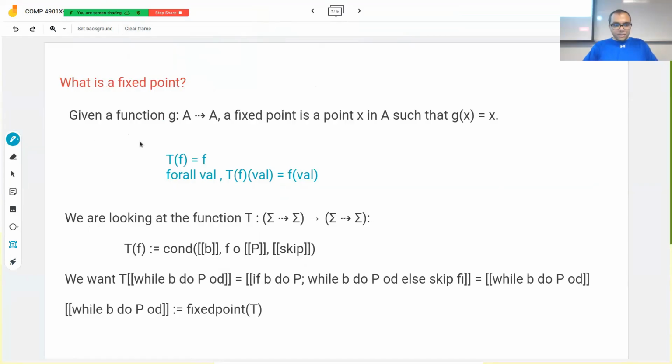This is where we left off. So let me just do the definition of fixed point again. If you have a function g that maps the elements from any set A to A.